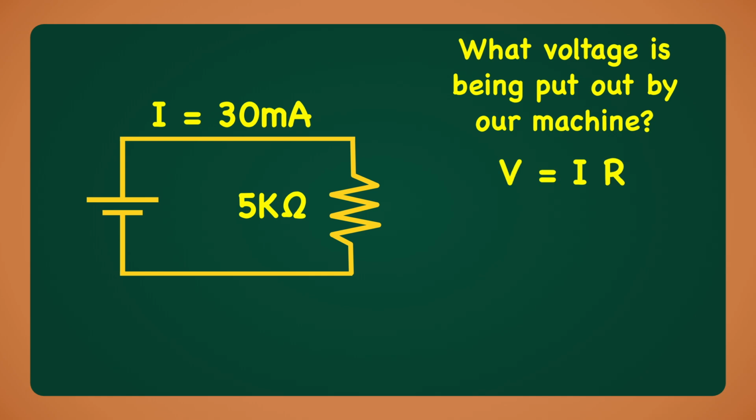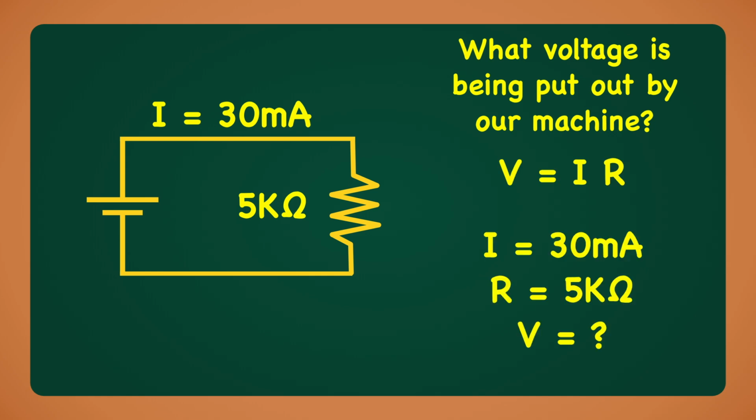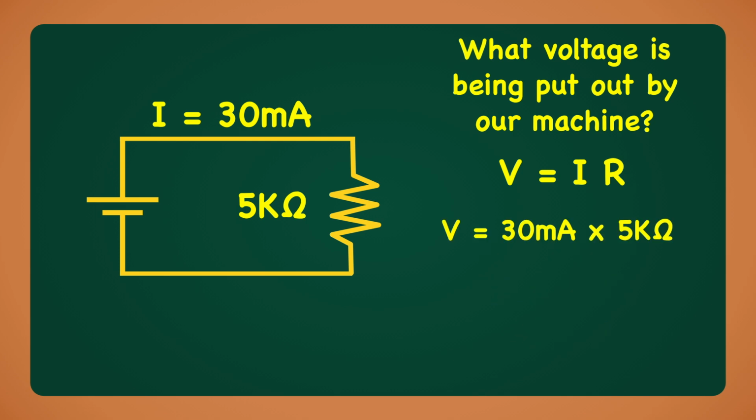Again, V equals I times R. We know I equals 30 milliamps. We know R equals 5 kilo ohms. We will represent voltage with a V. Let's fill in our equation. Voltage equals V, I equals 30 milliamps, and R equals 5 kilo ohms.